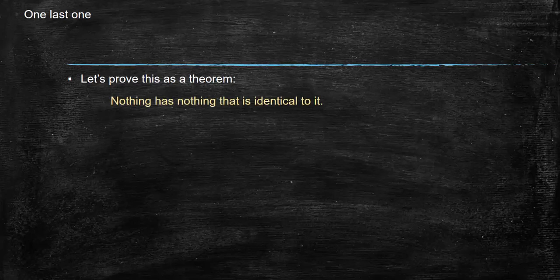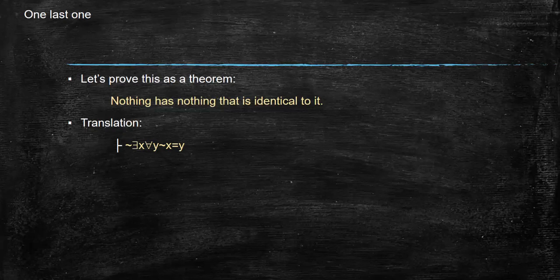Nothing has nothing that is identical to it. What does that actually mean? Nothing has nothing that is identical to it. So there is nothing such that nothing at all is identical to it. So that's just really a way of saying that everything has something that's identical to it, but we'll prove it in its negated form. So it's not the case that there exists an x such that for all y, it's not the case that x equals y.